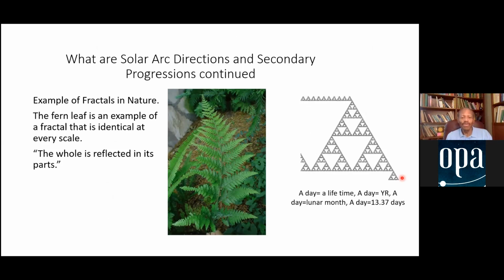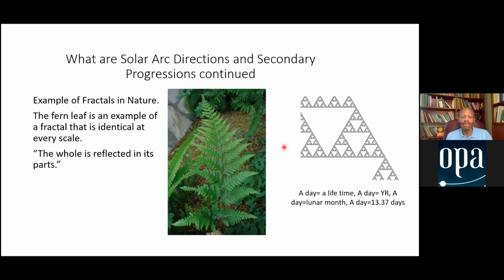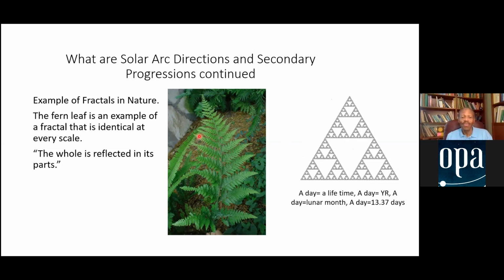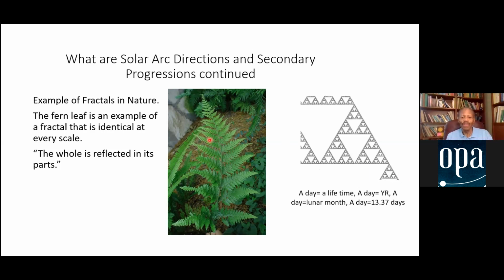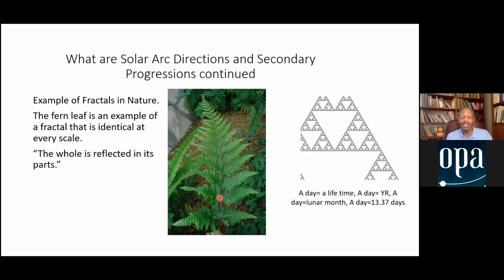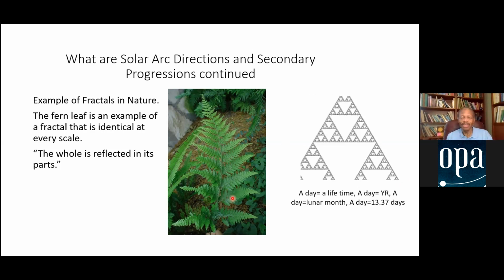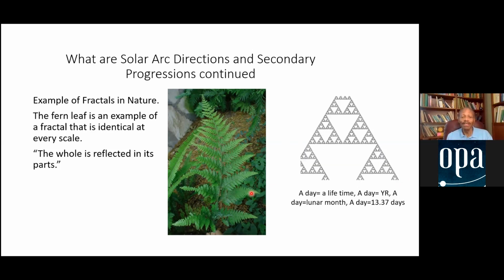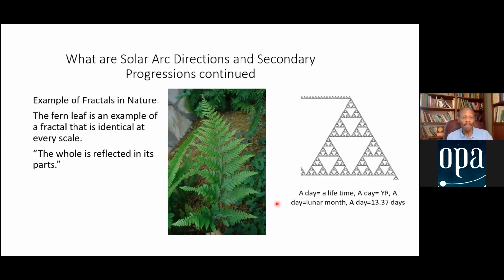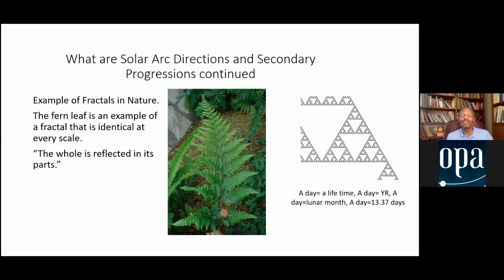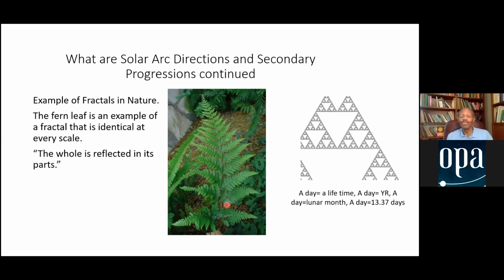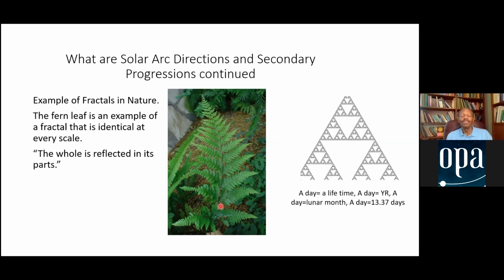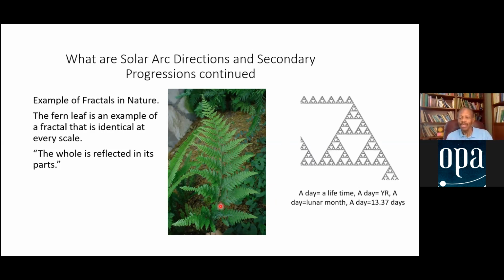When we look at the fern leaf, we see that the whole is also reflected in each part. So we see that the stems of the fern leaf are really a reflection of the overall shape of the fern leaf. The same concept applies in astrology when we look at solar arcs and secondary progressions, etc.